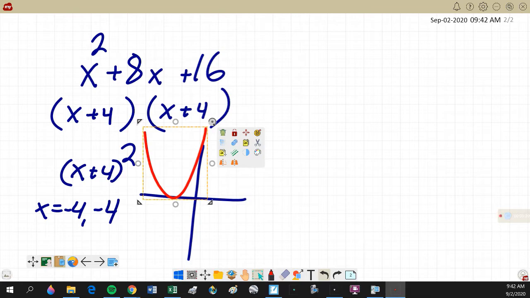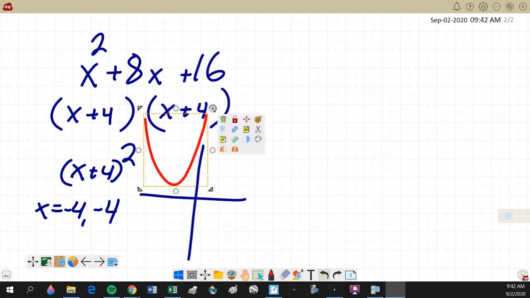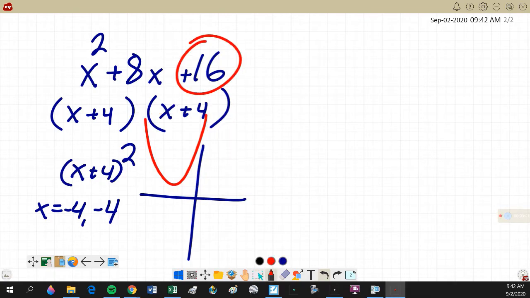What happens if I go further up? Now the roots are imaginary. They still exist, but they're complex numbers. Okay? So this number here kind of determines whether or not the graph is going to hit the x-axis. If that number is big enough, then the graph will miss the x-axis. And you see that according to where this graph touches the y-axis. Okay?